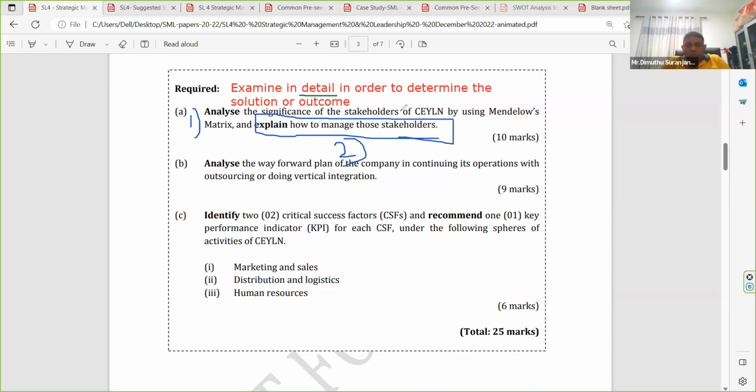If you look at our theory, what you have learned related to Mendelow's matrix, actually Mendelow's matrix includes two theory parts. First of all, by using the matrix, we analyze or group stakeholders, and four stakeholder groups are identified. Then the second part is we identify the appropriate strategies to manage those stakeholders.